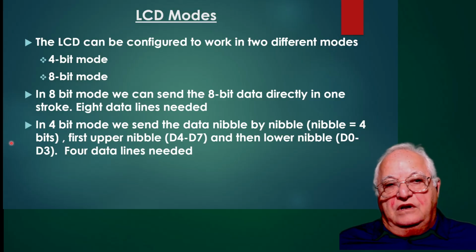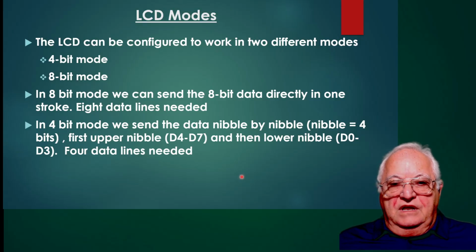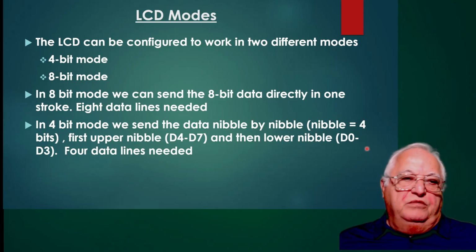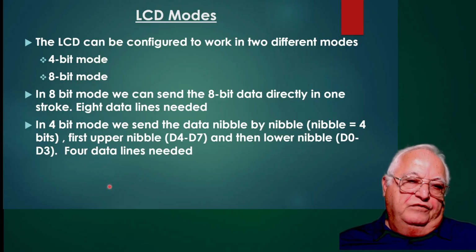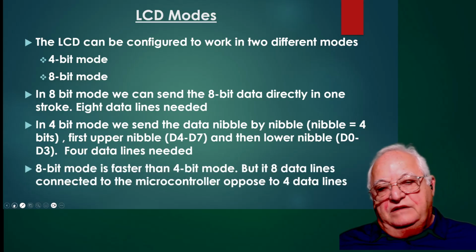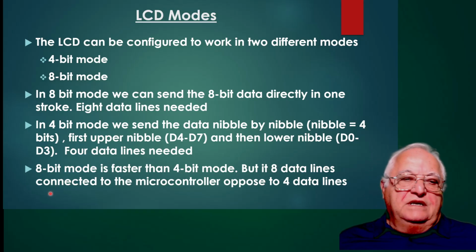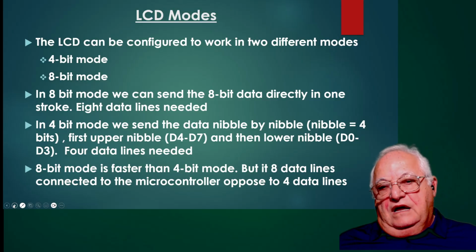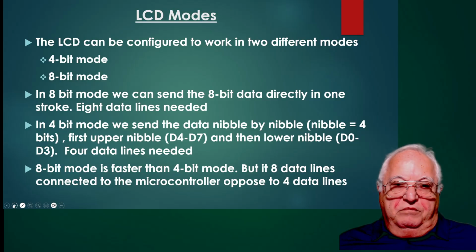With 8-bit mode, it takes one transmission. And the first upper nibble is sent on data lines 4 to 7, and then the lower nibble is sent. Of course, 4 data lines needed, as I noted. Now, 8-bit mode is faster than 4-bit mode, but it needs 8 data lines to connect to the microcontroller as opposed to 4. And that makes a big deal. However, I'm going to use the 8-bit mode for all of my examples.